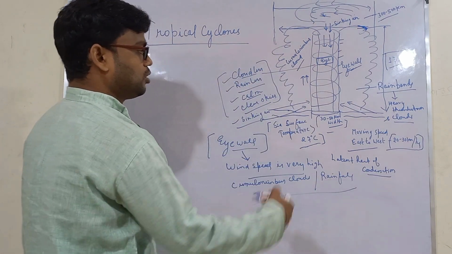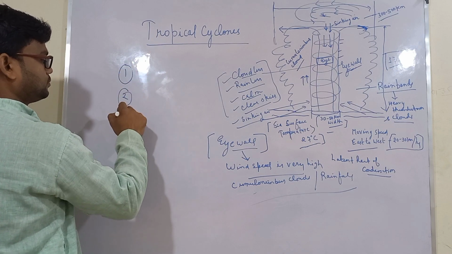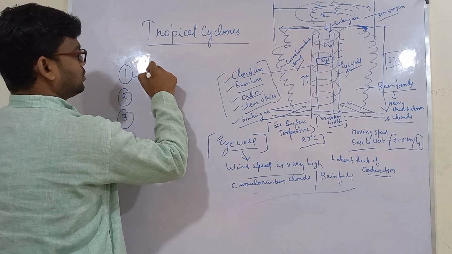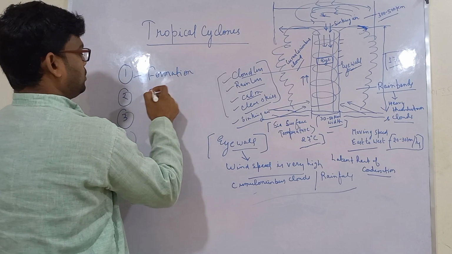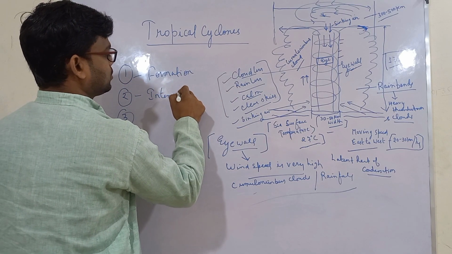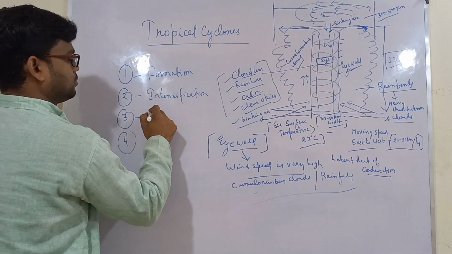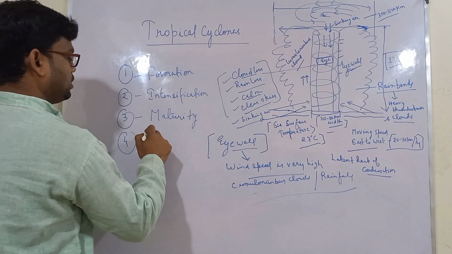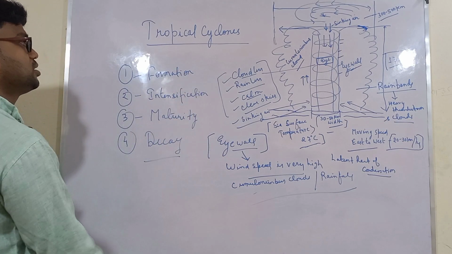its stages. Now a cyclone has 4 stages. First one is its formation. Second is intensification. Third one is maturity. And remember the fourth one is decay of the tropical cyclone. These are the 4 stages of a tropical cyclone.